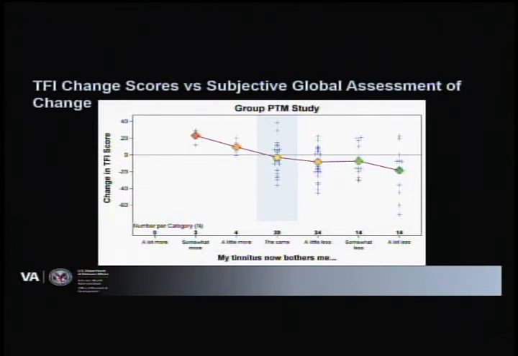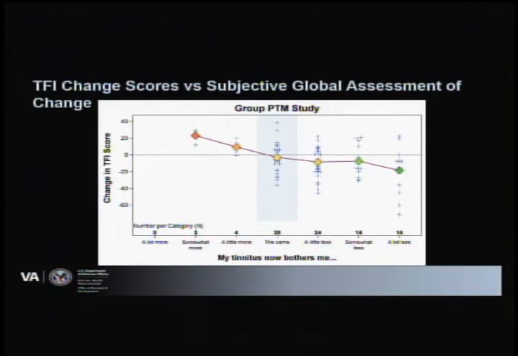And then if you go over to the next green dot, these people are saying I'm a little less bothered by the tinnitus. The mean TFI score for those folks is lower than it is for the people who said the same. If you go in the opposite direction towards the orange, the people are saying my tinnitus now bothers me a little more. The mean TFI change score for them was going up. So overall, the pattern of the responses we got is really reassuring.